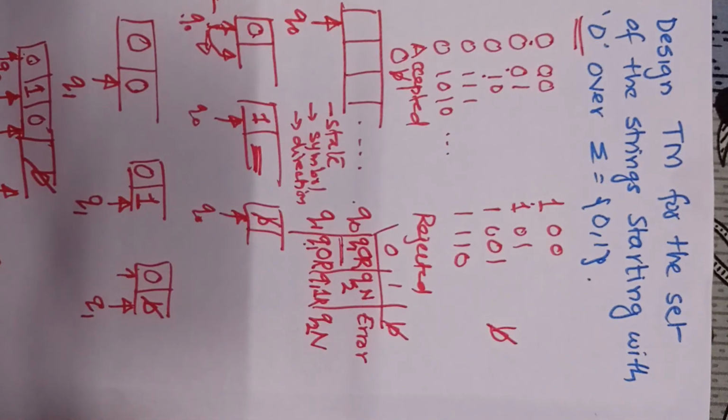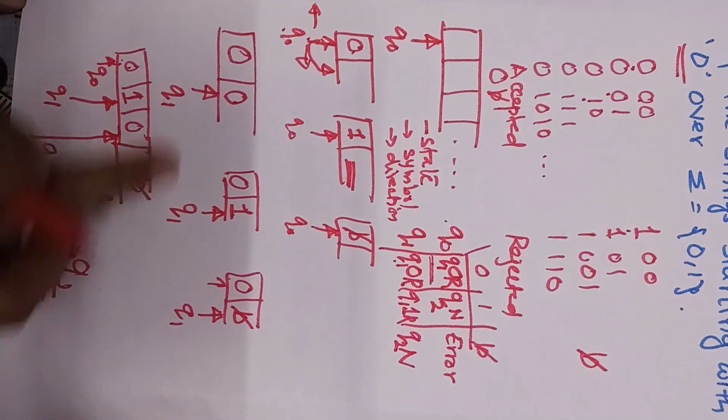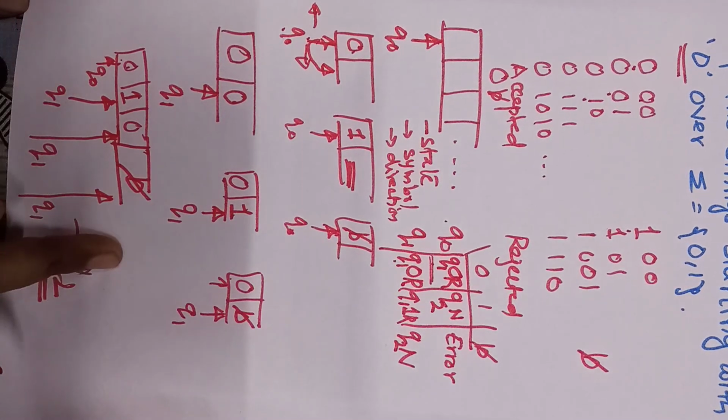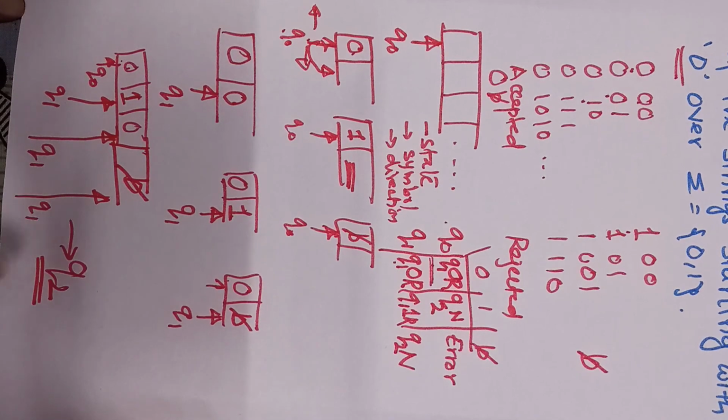So this is how we are going to design the Turing machine. First of all, we design it, and at the end we cross check our table by taking any string, to see whether it is working properly or not.